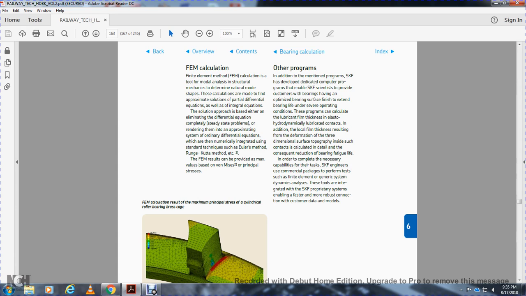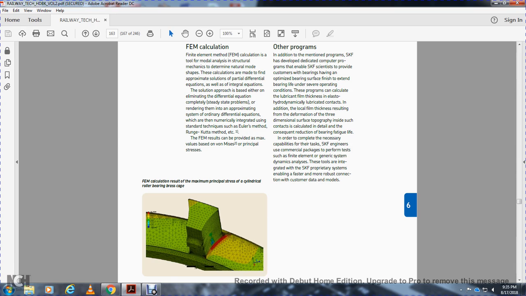The results can be provided with the max value of the stress principle. They show that the FEM calculation resolves the maximum principal stress in the cylindrical roller and bearing brass cage.